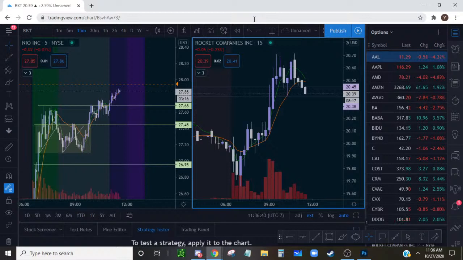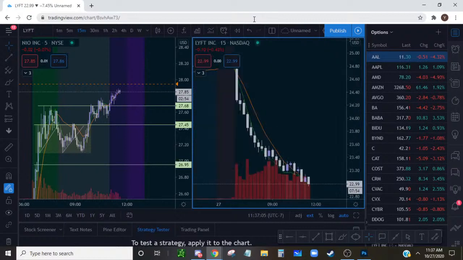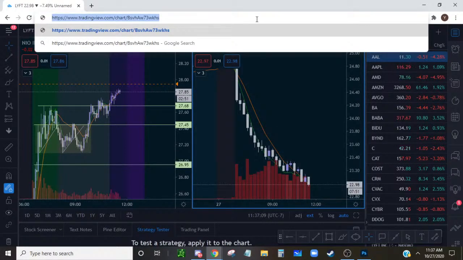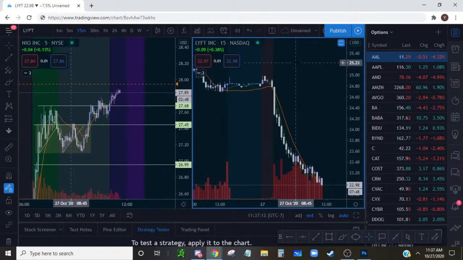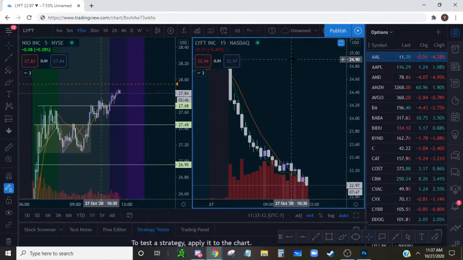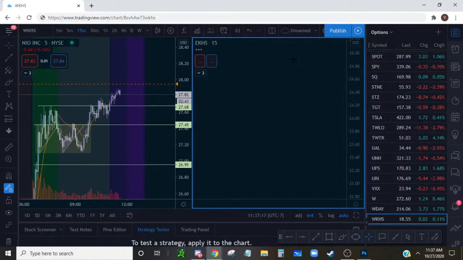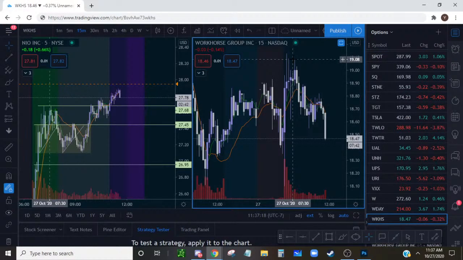LYFT. WKHS. That's Workhorse and Lyft. We'll check out Lyft first. Not too hot. Workhorse, actually, this does look like it has some more downfall in it. I'm not gonna cap. That is a lot of downfall. Workhorse is also looking hella bloody.